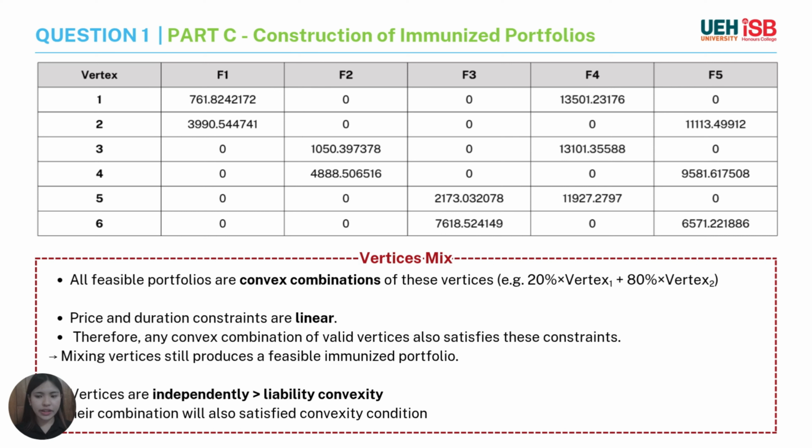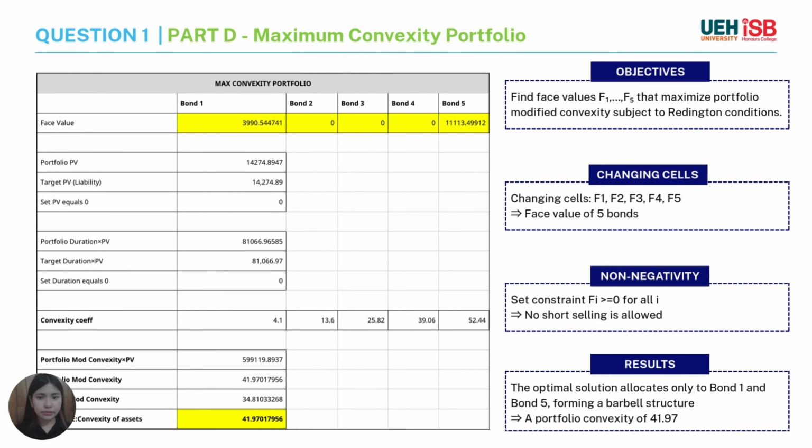Importantly, since the constraints are linear, any combination of these vertices will also satisfy the conditions. In other words, all feasible portfolios can be constructed by mixing these vertices, so there are infinite answers to this problem. And for the remaining parts, I would like to hand it over to my teammates.